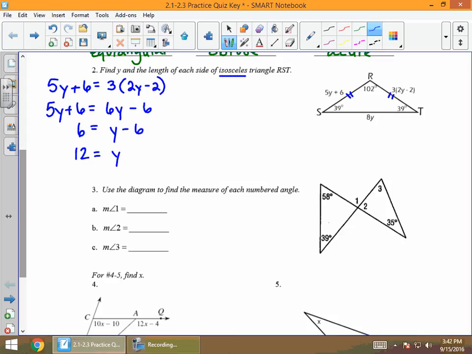And question 2 says find y and the length of each one of the sides. So if I just plug 12 in, 5 times 12 plus 6. 5 times 12 is 60, plus 6 is 66. So this one over here is 66 units.